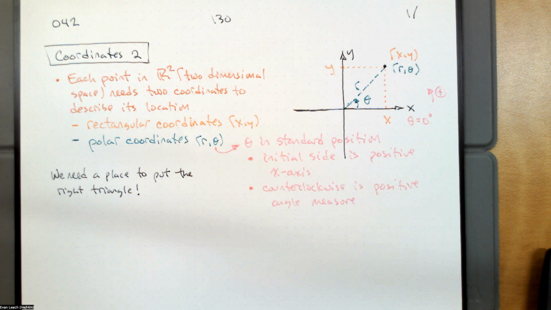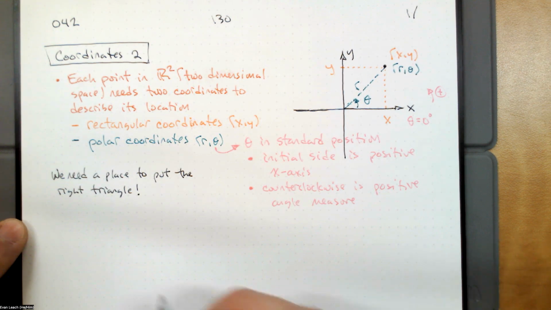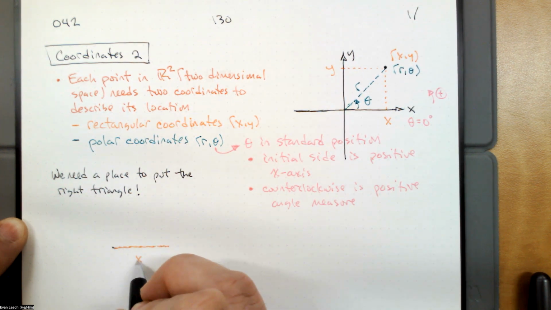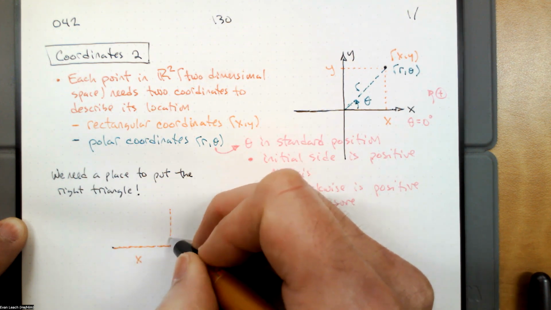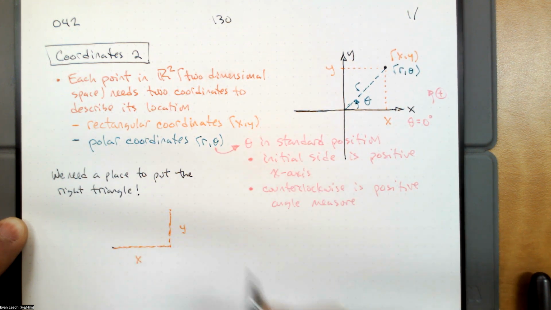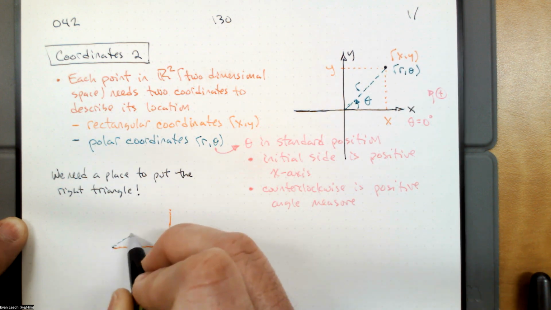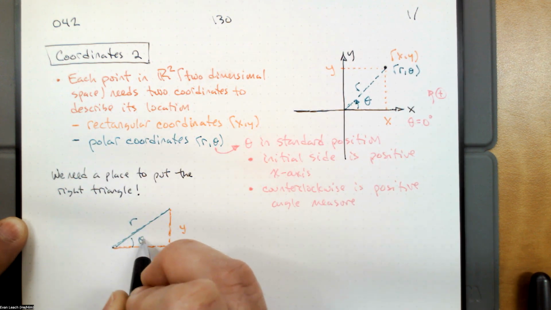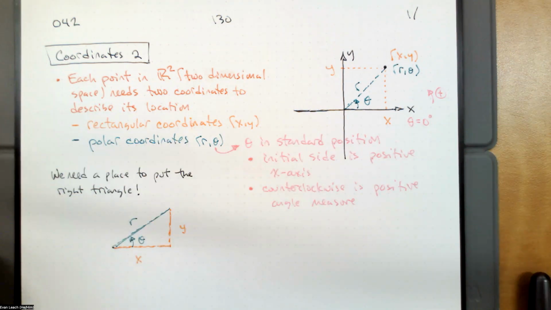If we look at the diagram we have up here, we've got an x on the horizontal, a y on the vertical, and r on that angle of theta. If we pull those pieces out, there's the origin. I have an x down here. I have a y going up and down. I have my r, and I have my angle theta. Here's where we're going to put our right triangle.